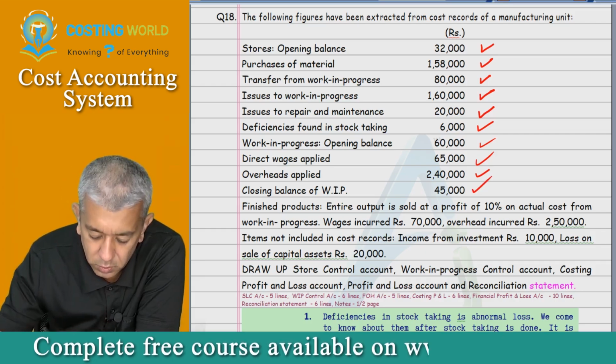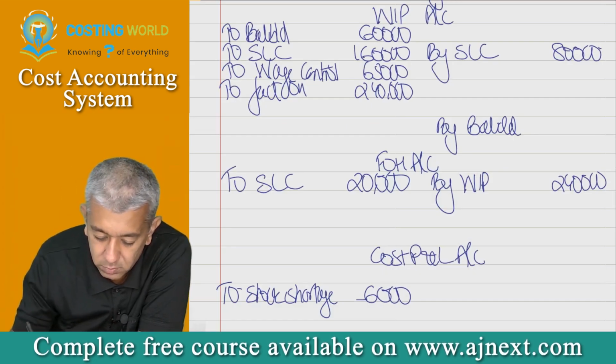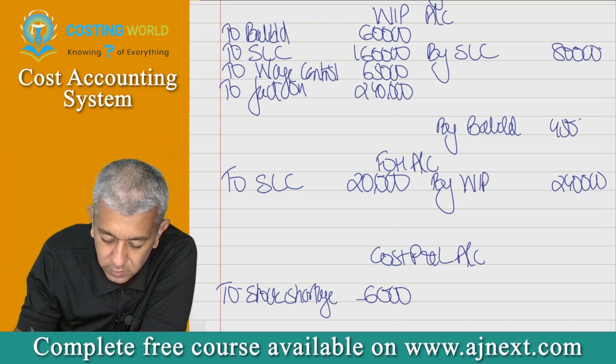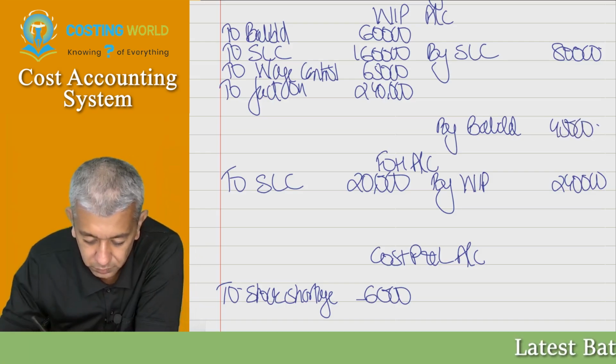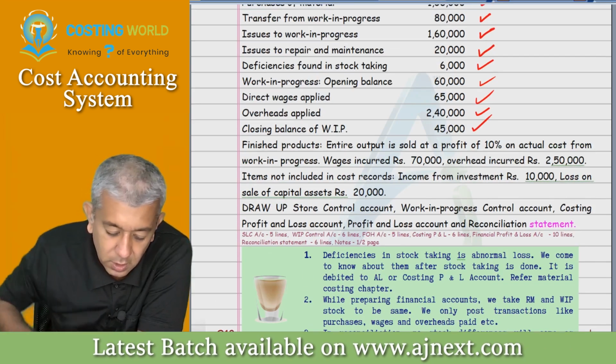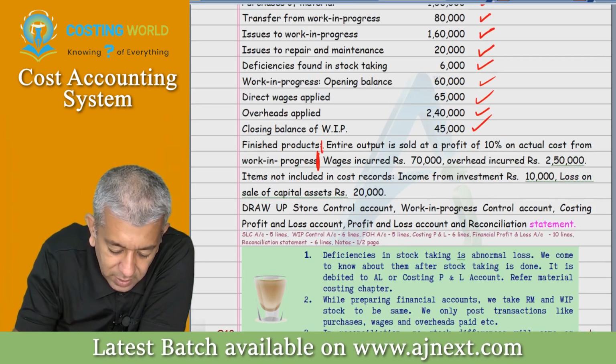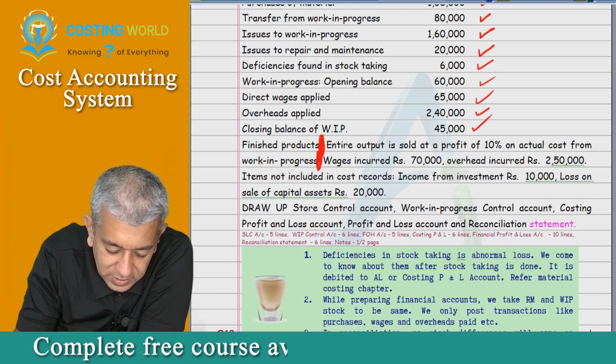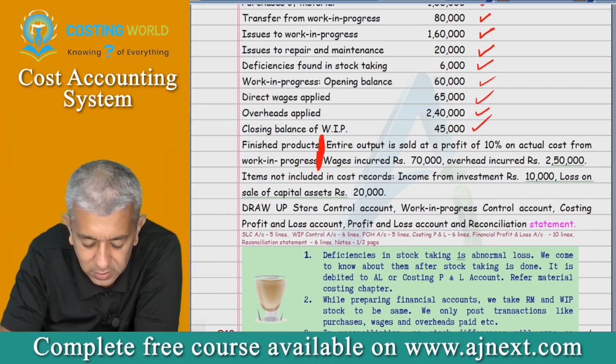Further, closing WIP 45,000. So this figure is 45,000. All these are done. Now this statement, I will come back to this statement once I finish. Okay, let me do everything else.